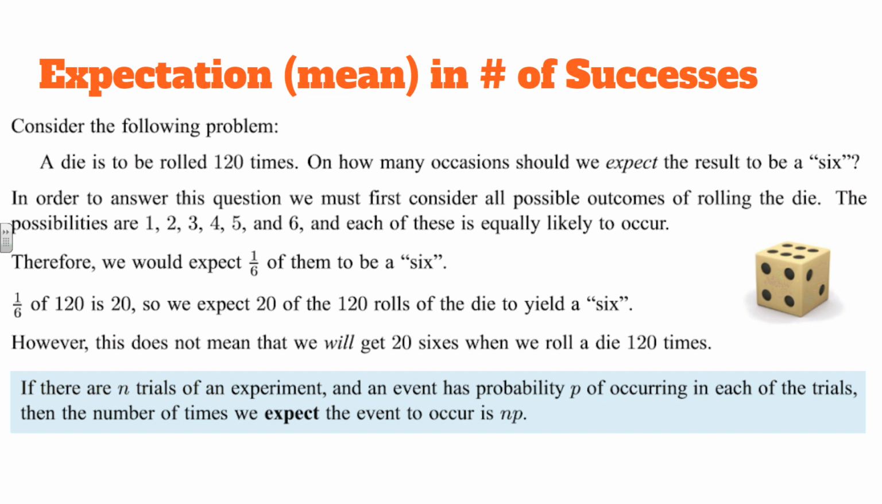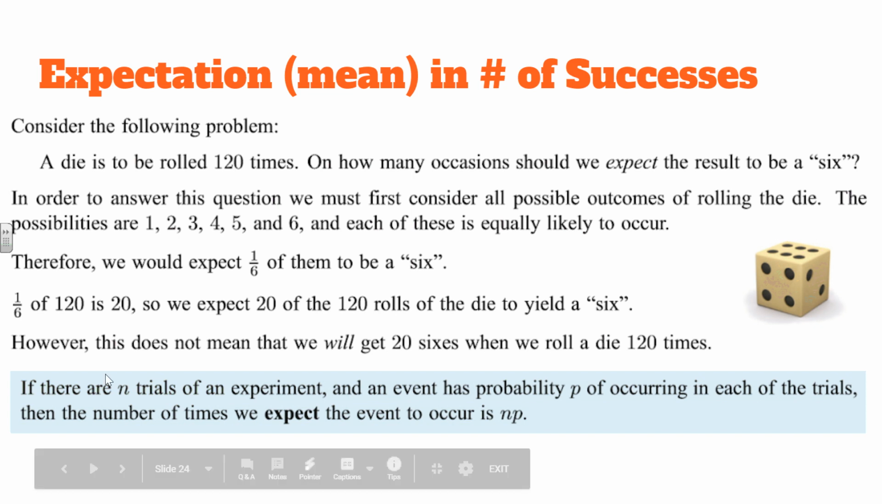So let's consider the following problem. A die is to be rolled 120 times. On how many occasions would we expect the result to be 6? So when we see the word expect, that means find the mean. Now, if we think about that, it should be fairly common sense because 1 out of every 6 times, about 1/6 times it should be a 6. So if I take 1/6 times 120, that's going to give me 20, and therefore the mean or the expected value is 20.